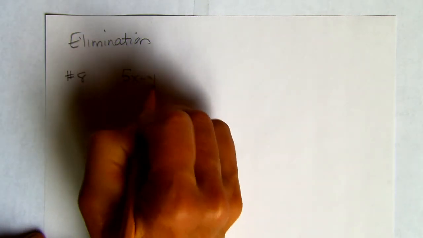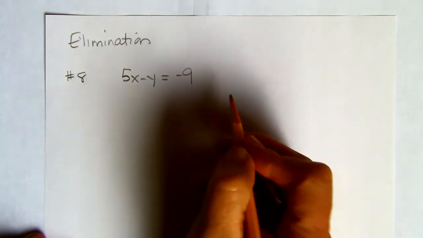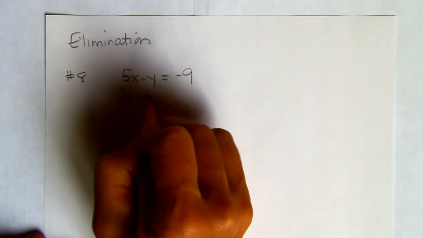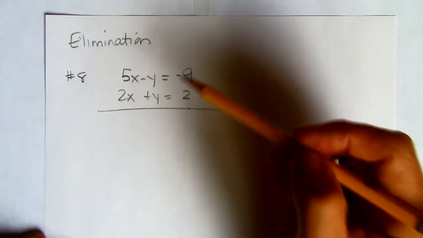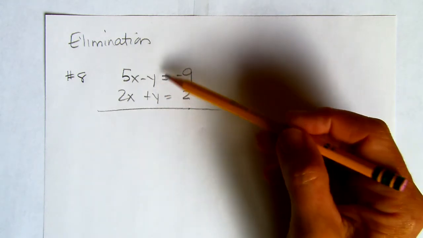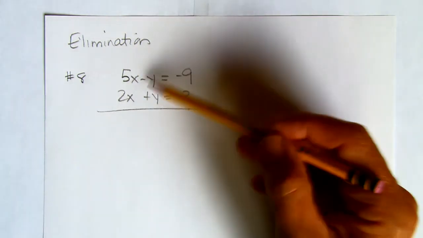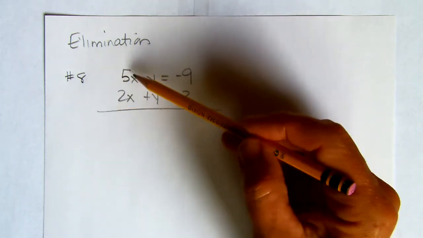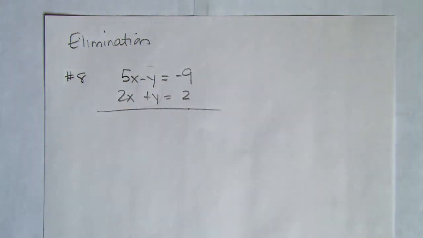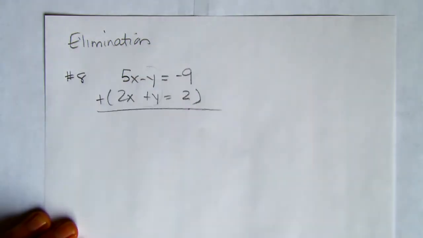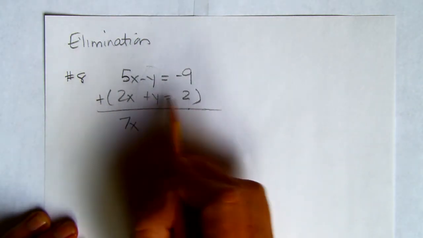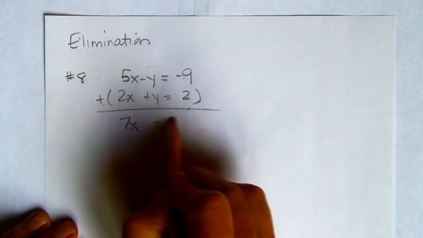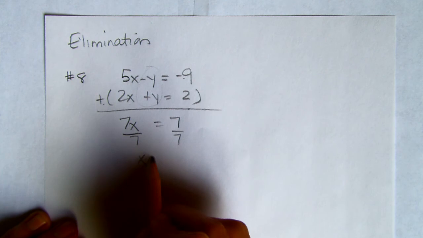Now in this case, I am going to write them vertically over each other, because the idea behind elimination is I add or subtract depending on the situation. I want to eliminate one of the variables, and I can see that if I add these two, the y's are opposite signs and they will eliminate. So I'm going to add this equation. 5x plus 2x is 7x, and negative y plus a positive y eliminates, and negative 9 plus 2 is negative 7. Divide both sides by 7, x equals 1.